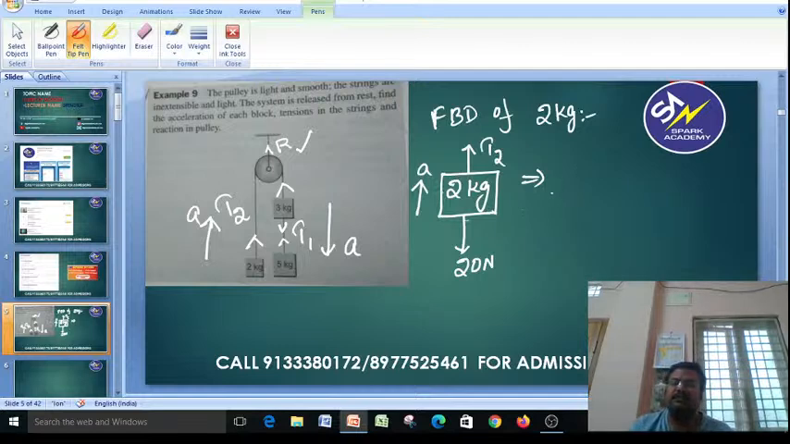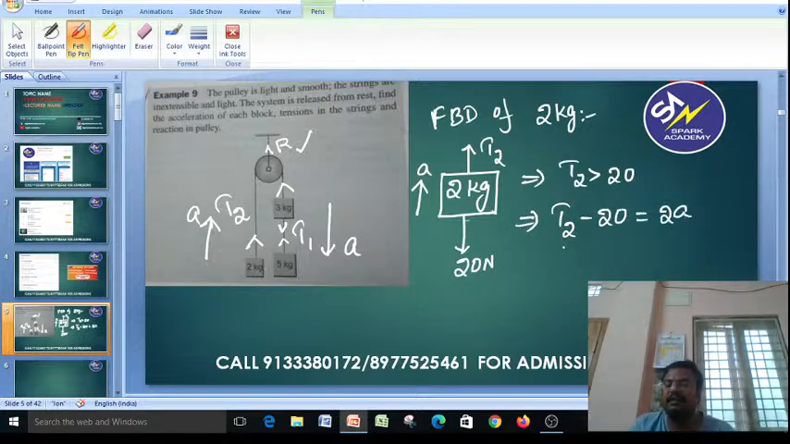Here, let us write down the net force acting on the 2 kg block. Tension T2 is greater than 20 Newton in this case. So T2 minus 20 is equal to 2 into acceleration, that is mass into acceleration. This T2 minus 20 is nothing but the net force acting on the 2 kg block. That is equation 1.